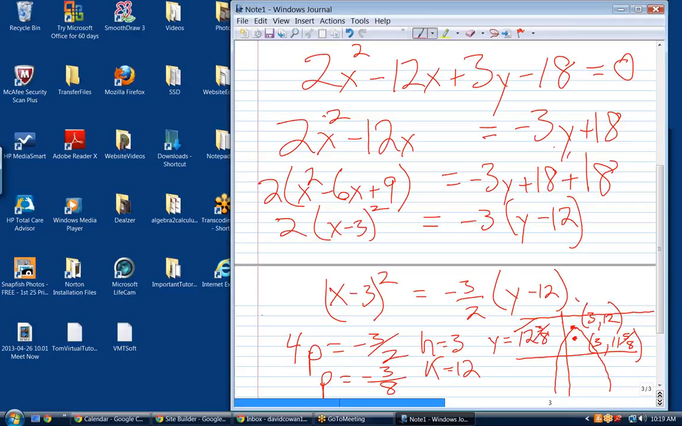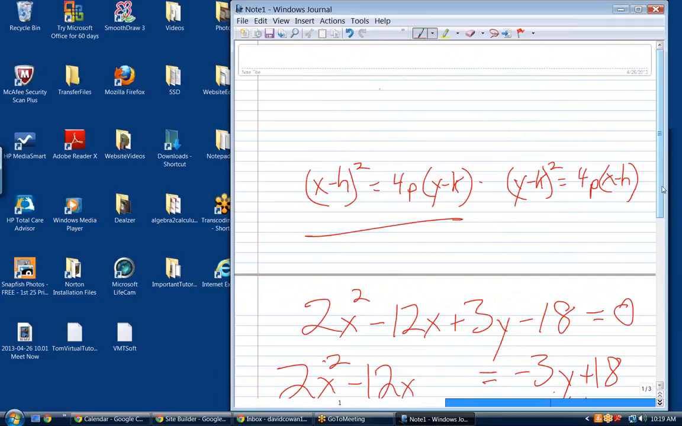In other words, this sign tells you whether it opens up or down, or right or left, but once you go to put the focus, you know to put the focus inside the parabola, and you know to put the directrix outside. So that's what I would go for. Don't try to figure out these coordinates by the sign on P, but look at the graph. Okay?